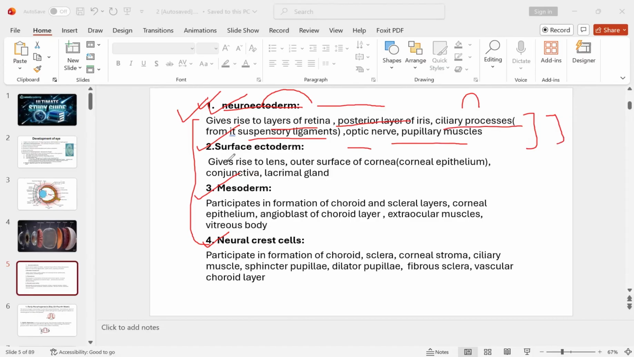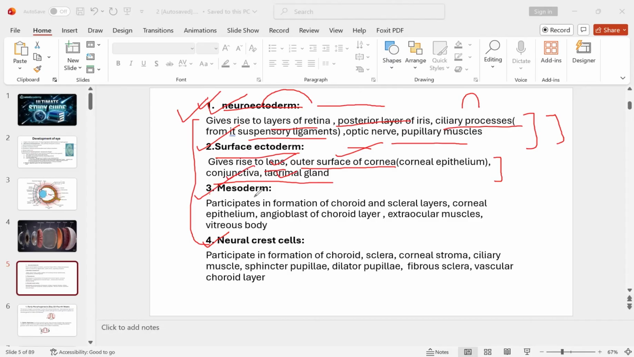So let's now move to the surface ectoderm. Surface ectoderm is giving rise to the lens, outer surface of cornea, conjunctiva, and lacrimal gland. So these are the derivatives of surface ectoderm. These derivatives are: number 1, lens; number 2, outer surface of cornea, or you can say corneal epithelium; number 3, conjunctiva; and number 4, lacrimal gland. So this is the way in which the surface ectoderm contributes to eye development.